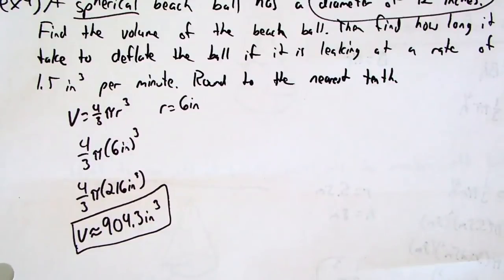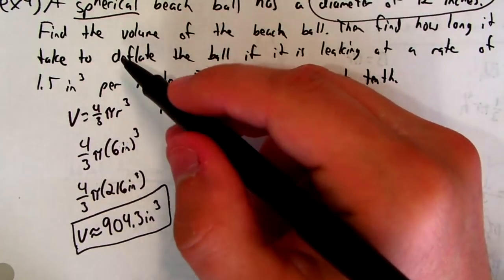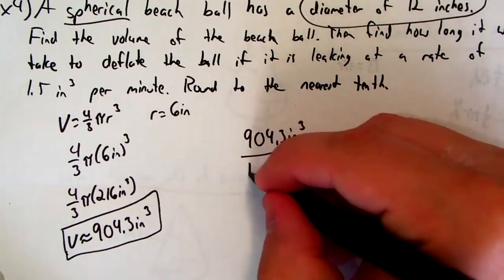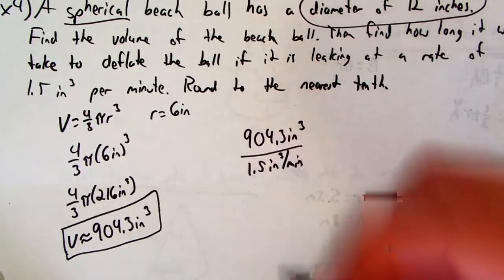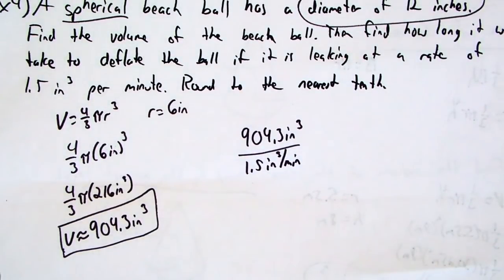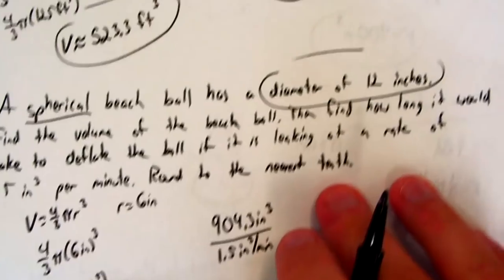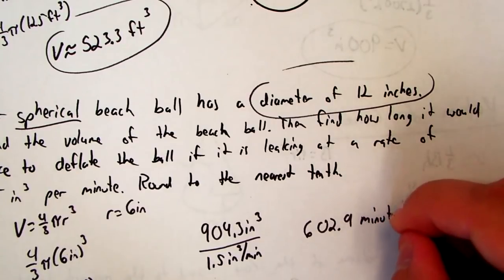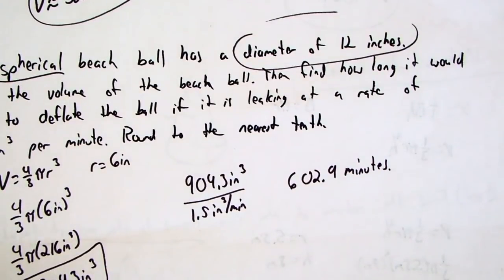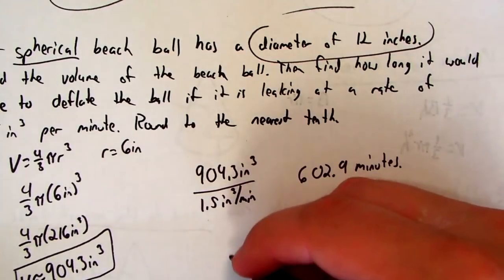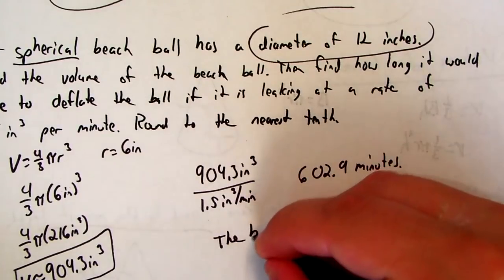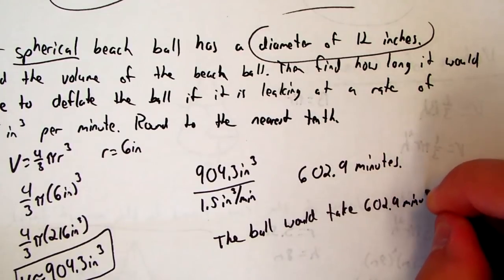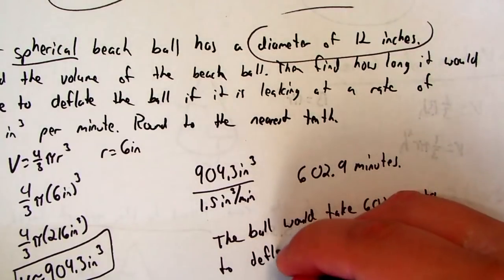The next thing we need to figure out is how long it's going to take to deflate. So, we want to do this 904.3 cubic inches. We want to get it to minutes, so we're going to divide by 1.5 cubic inches per minute. And if we do 904.3 divided by 1.5, we get 602.9 minutes. And of course, because this is a word problem, we should have a word answer. So it would say the ball would take 602.9 minutes to deflate.